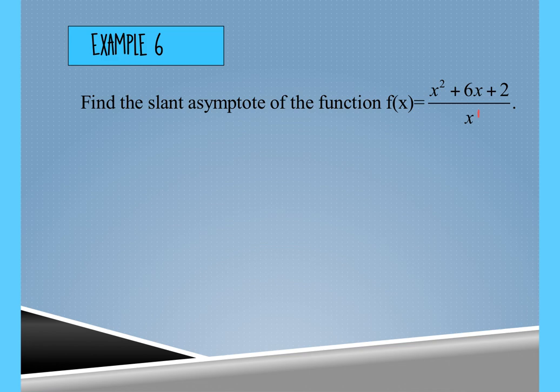So with this one, this would technically be plus 0. So if I wanted to use synthetic, 0 would go on the outside. I'd list all my coefficients, 1, 6, 2. I'd bring down the 1, multiply by 0, put it in the next column, add it, multiply by 0, put it in the next column, and add it. We ignore the remainder for slant asymptote. The 6 would be the constant, the 1 would get the x, and my slant asymptote would be y equals x plus 6.